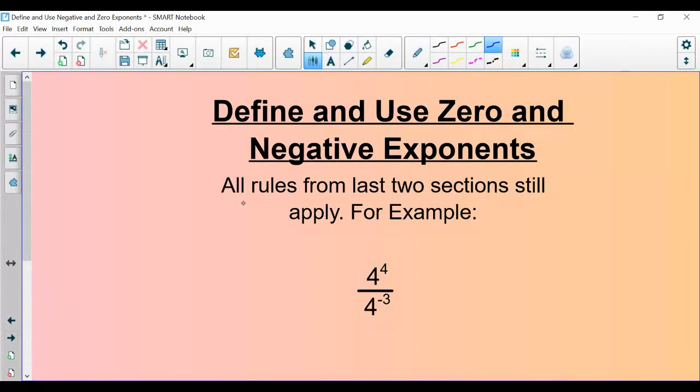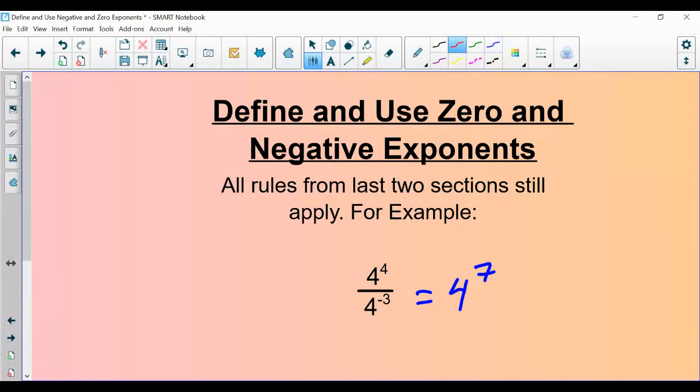In the first slide, I talked about how all rules from the last two sections still apply. There's a couple different ways to answer this question, and that's going to be the case for most of the problems that we do. Some of you might have thought, hey, when I divide with the same base, I can subtract their exponents. So you would still have 4 as your base, but you would subtract the exponents. So you do 4 subtract a negative 3, and 4 subtract a negative 3 is, of course, 7. And so 4 to the 4th divided by 4 to the negative 3rd is actually 4 to the 7th power.